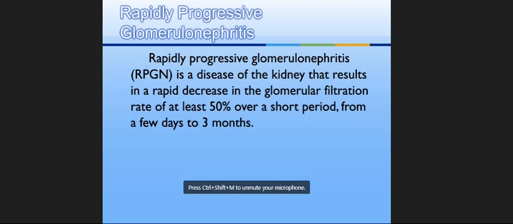Rapidly progressive, from its name, is a horrible disease because it is rapidly progressive. It is a disease of the kidney that results in a rapid decrease in the GFR, at least 50% over a short period. From a few days to 3 months, patients will end up with end-stage kidney disease if not treated in the proper way. So rapidly progressive is a horrible progressive disease.